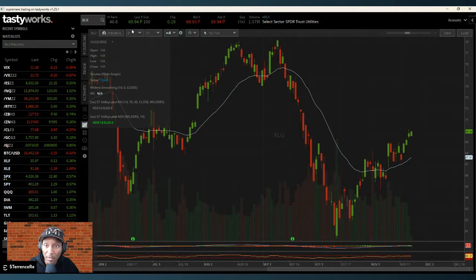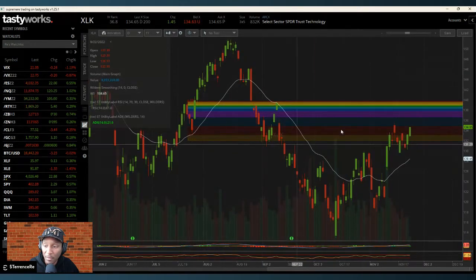I don't think the technology fund would be. You see how low it was, like right around here. So you could have got in on the lows of the technology fund ETF. Let me get this off of here.